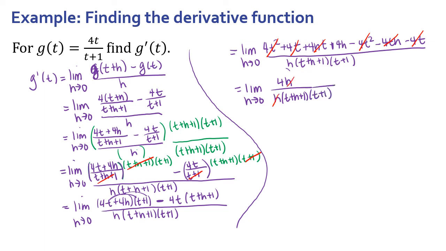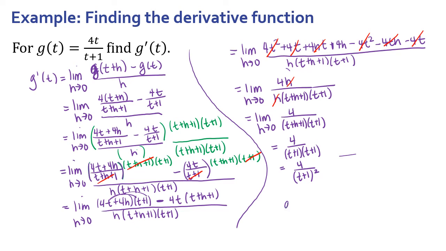So those h's are going to cancel out, and I've got the limit as h approaches 0 of 4 over t plus h plus 1 times t plus 1. All right, now I'm finally at a point where I can substitute 0 in for h. So I'm going to get 4 in the numerator, and then in the denominator, I've got t plus 1 times t plus 1, which is just 4 over t plus 1 squared. So there is that derivative function. So I'll write it all the way out. g prime of t equals 4 over t plus 1 squared.